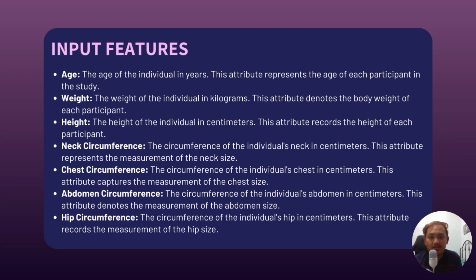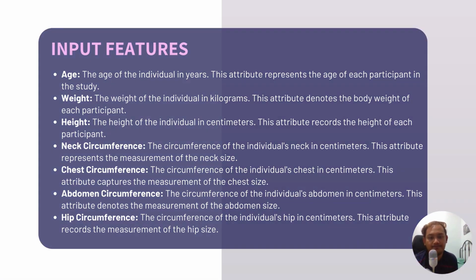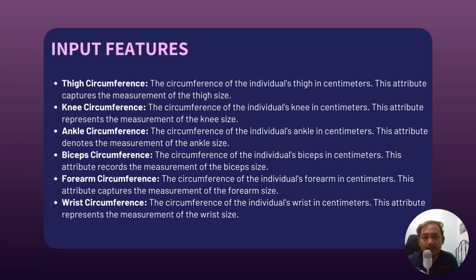Next, we have neck, chest, abdomen, and hip circumference. All of these are in centimeters. It represents the measurement of the neck, chest, abdomen, and hip size. Next, we have thigh, knee, ankle, bicep, forearm, and wrist circumference. All of these are also measured in centimeters. This attribute captures the measurement of the thigh, knee, ankle, bicep, forearm, and wrist size.